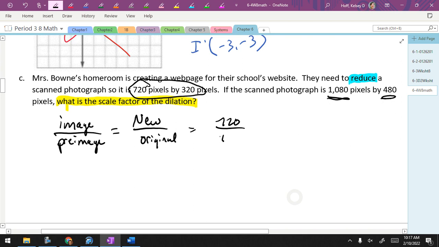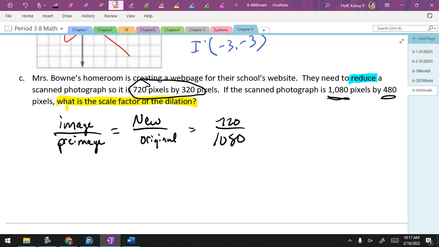Now tell me, before we even divide this, what do you know about this? How do you know? It's going to be smaller, so it's got to be less than 1. But what do you know about your answer? More than 0, less than 1. It's going to be a decimal, but Ms. Hoff really wants us to leave it as a fraction. So we need to reduce this.